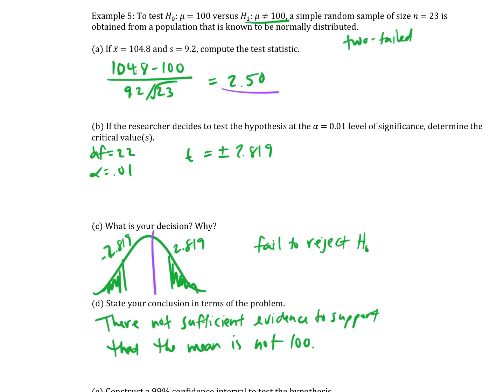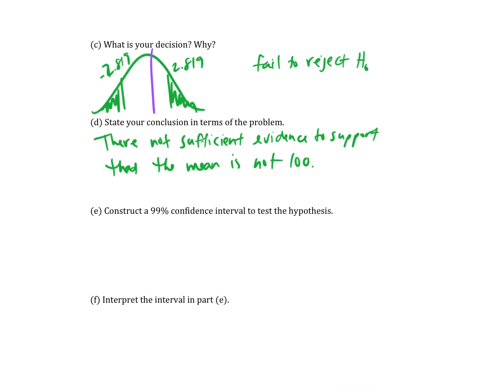Now, let's review from last chapter. Construct a 99% confidence interval. So remember, that is going to be x bar plus or minus t star times s over square root of n. So x bar is 104.8 plus or minus 2.819. There's going to be at least one problem like this on the test. Times 9.2 over square root of 23.